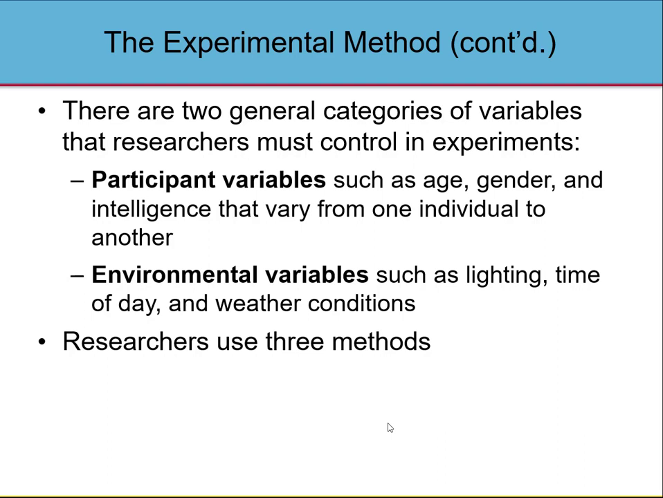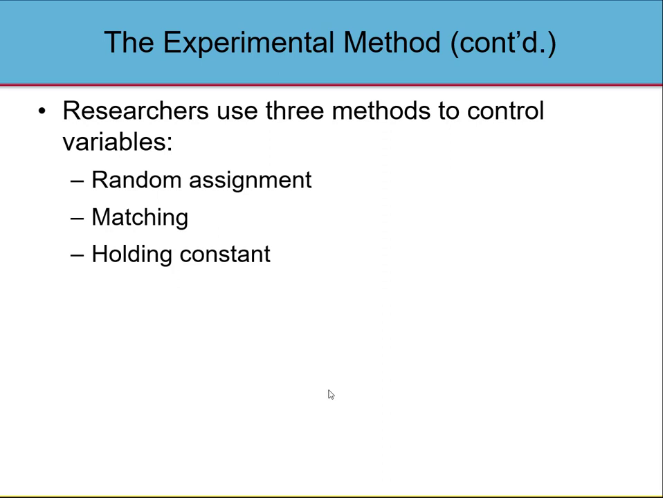You have the participant variables, which you can't necessarily control, right? You get who you get in terms of age, gender, and intelligence, for example, and they vary from one person to the next. Environmental variables, such as lighting, time of day, and weather, we can control. So we use 3 methods in order to control our experiments.